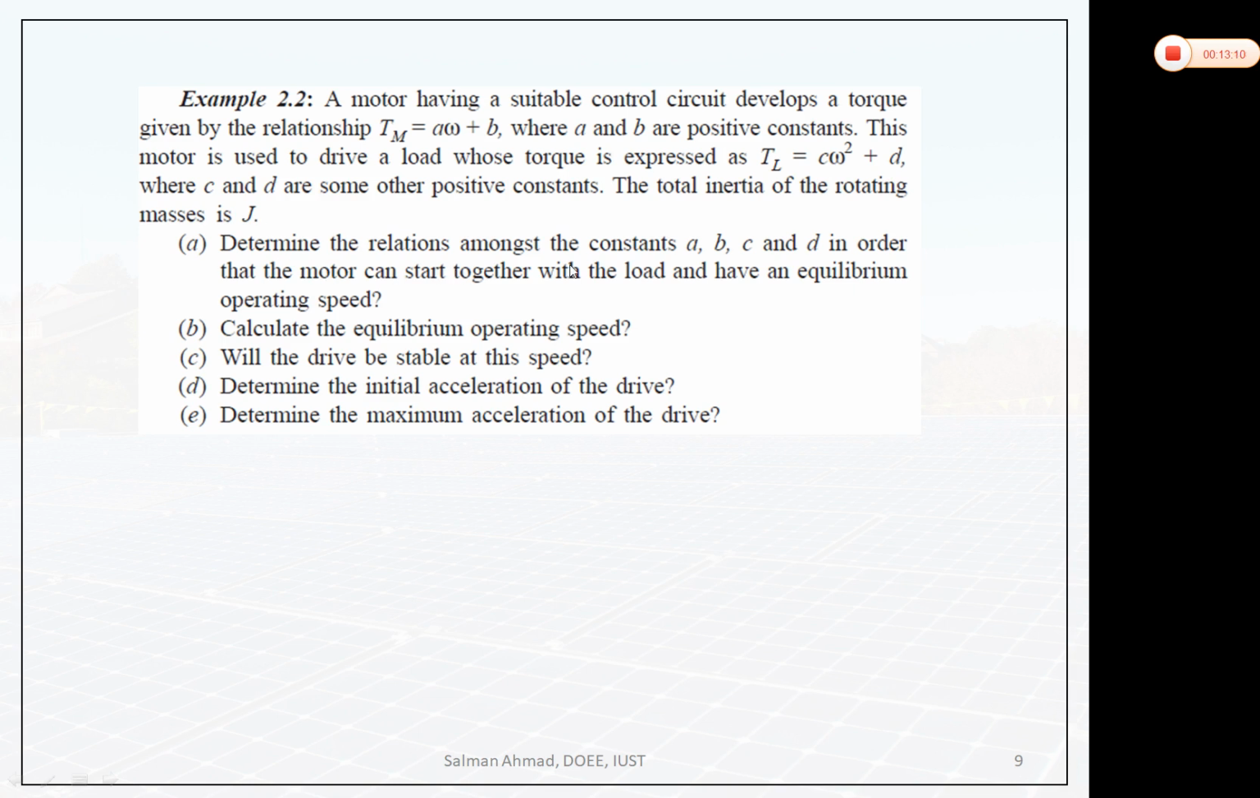We have to determine the relationship among these constants in order that the motor can start together with the load and have an equilibrium operating speed. We have to calculate that speed, check whether the drive is stable or not, check the initial acceleration, and then check the maximum acceleration of the drive. In stability you will find some mathematical type of problem or some graphical representation. The graphical one I explained in the previous example. Now I'll explain the mathematical expressions.